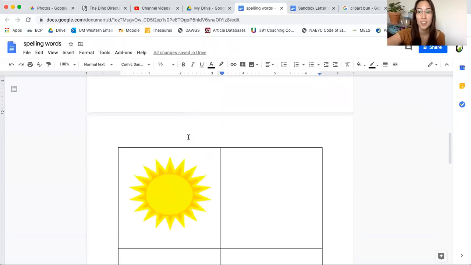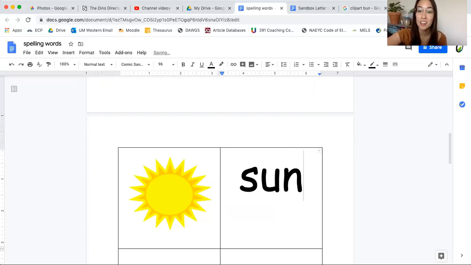Ooh, this is a sun. What sound do you hear first in sun? Letter S. What letter makes the u sound? U. Sun. N. That letter is N. S-U-N spells sun.